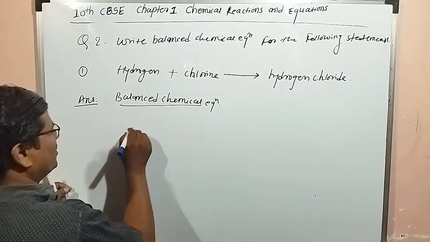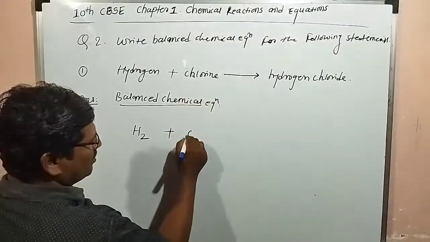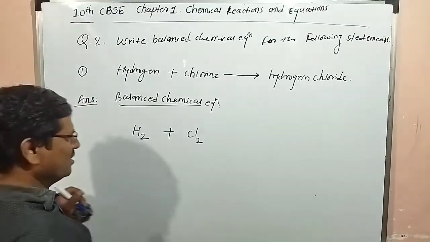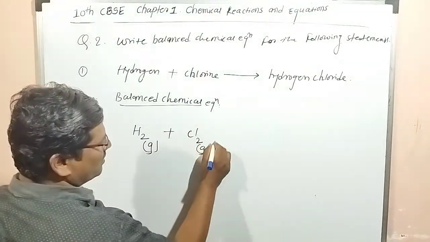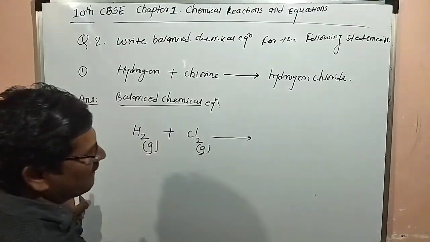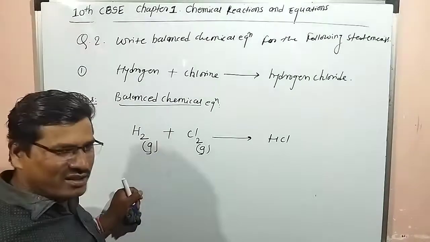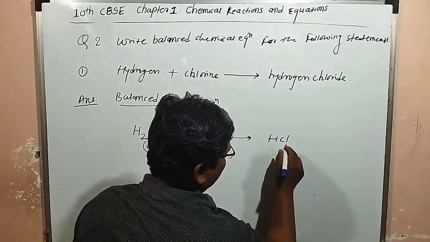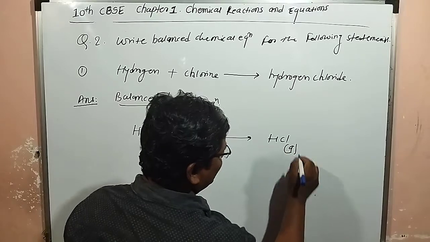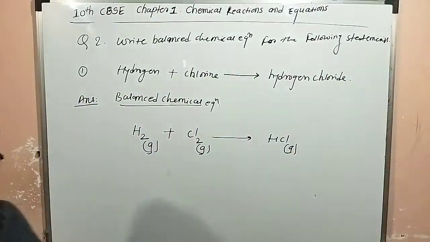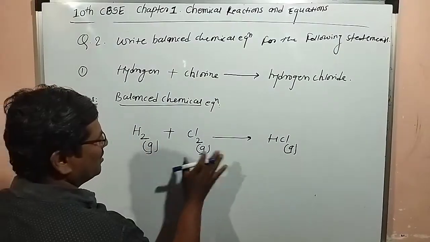For hydrogen, we will write H2 gas. For chlorine, we will write Cl2 gas. Hydrogen is in the gaseous state, chlorine is also in the gaseous state, and it forms HCl, hydrogen chloride, also called hydrochloric acid, which will also be in the gaseous state.